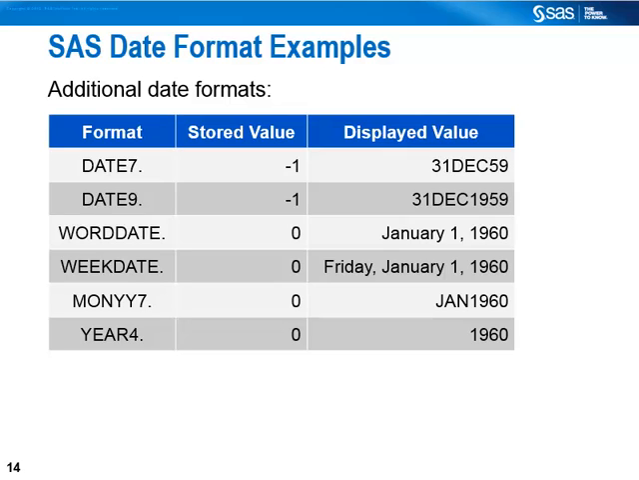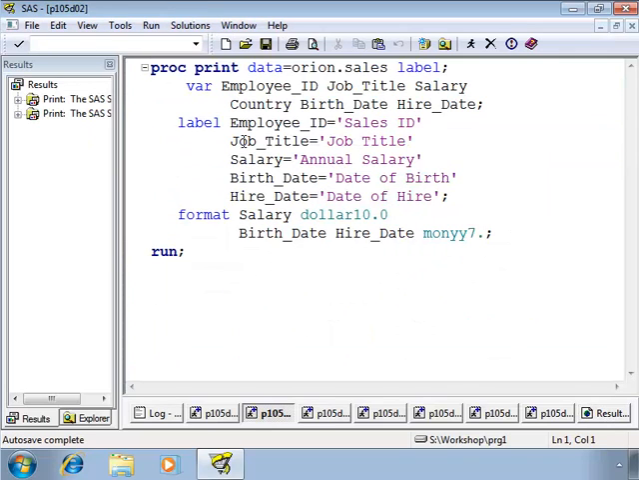MONYY. So MON seems to be very much English in nature. So we have Jan 1960 where the date is not displayed. Only the month and the year is displayed. And if we do MONYY 5 dot, so Jan 60 would be printed. Year 4 period. If the stored value is 0, then it just displays the year value, that is 1960. We will see examples of how we apply these formats.